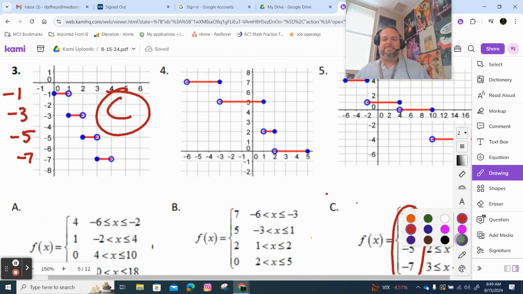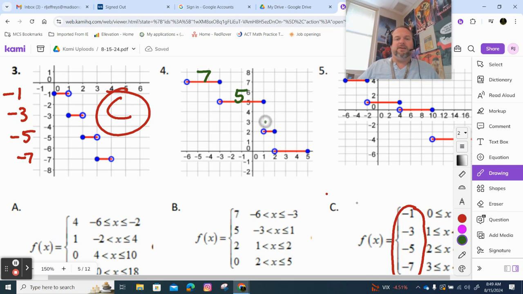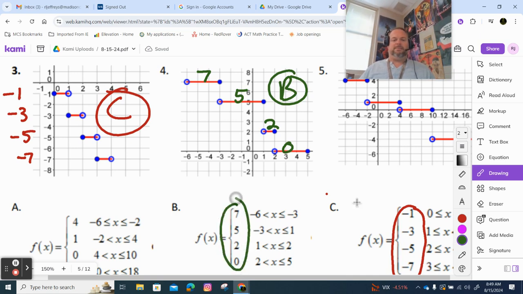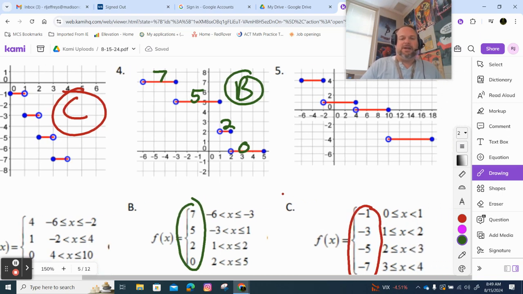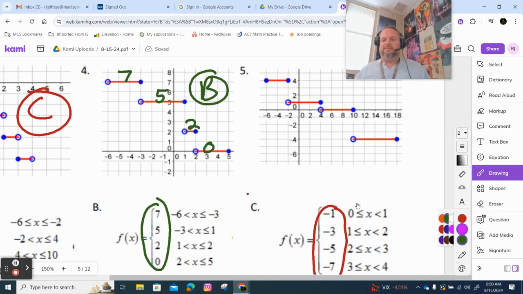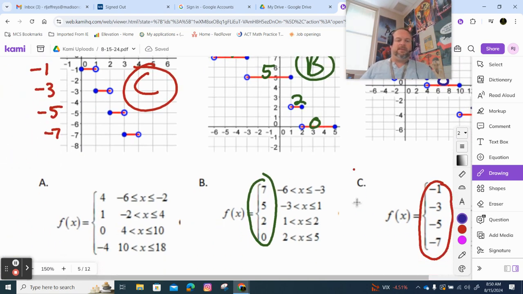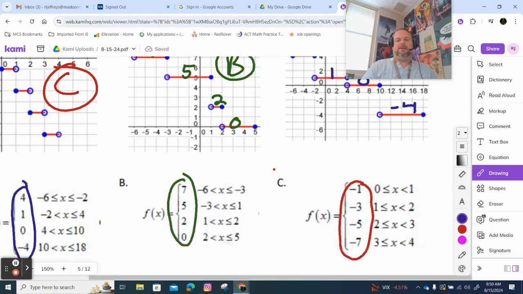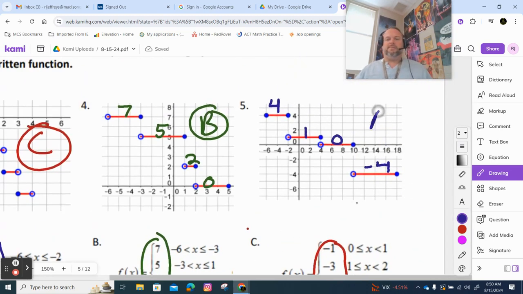Okay. On 4, this looks like it has 7, 5, 2, and 0. Which one has 7, 5, 2, and 0? B. Yeah. And by process of elimination, this would be A, but you know, this is 4, 1, 0, -4. And that would be A.